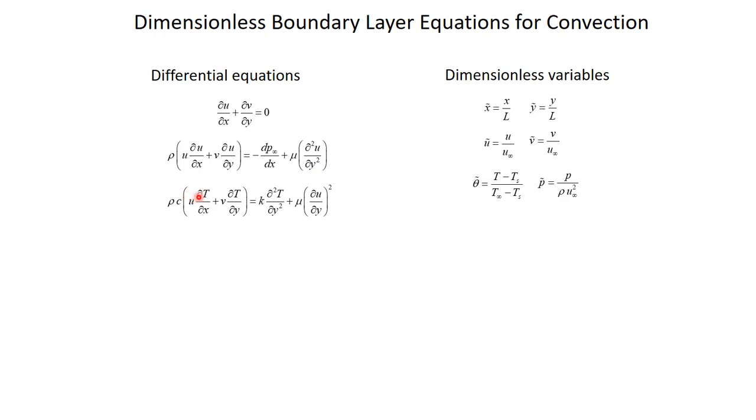We need a dimensionless temperature. So as always, you don't really want to make temperature itself dimensionless. You want to non-dimensionalize the temperature difference, and you want to normalize that temperature difference by a meaningful temperature difference in the problem.